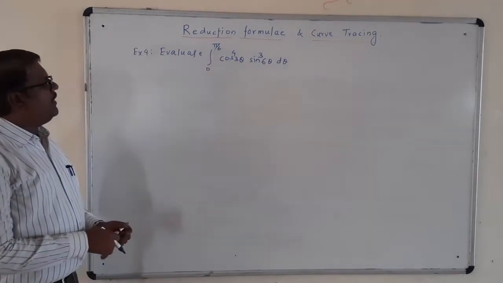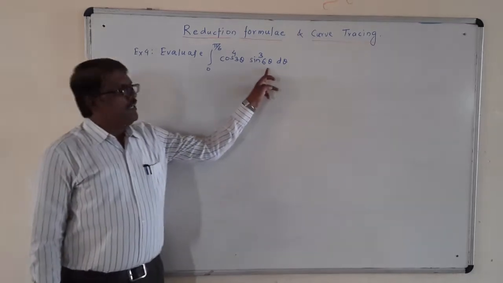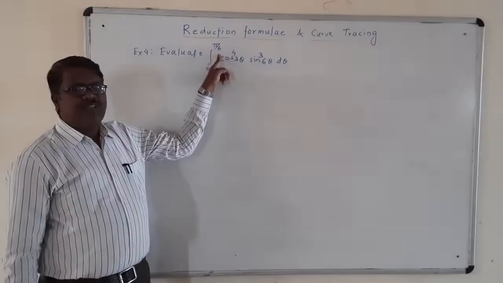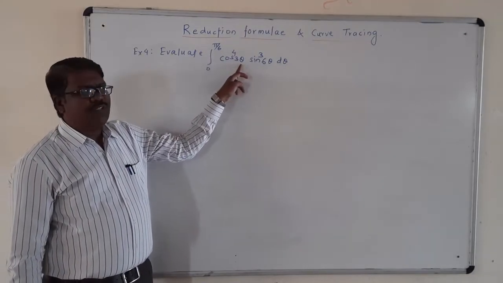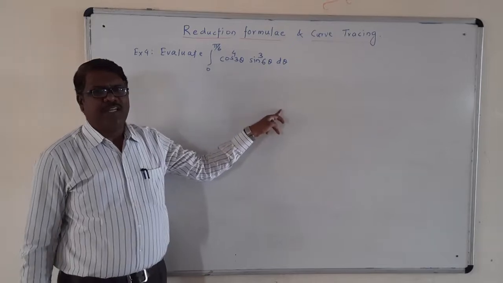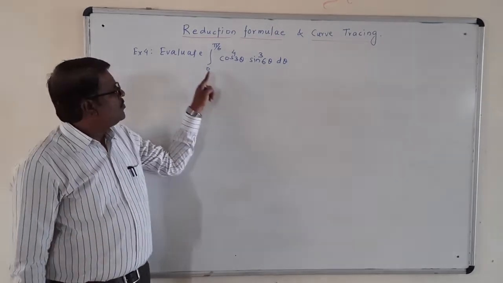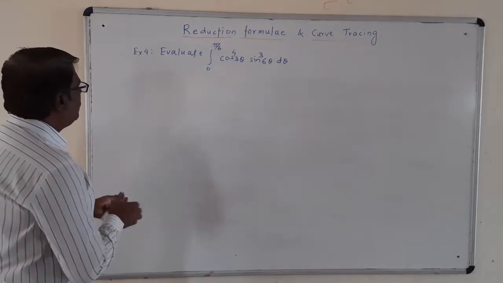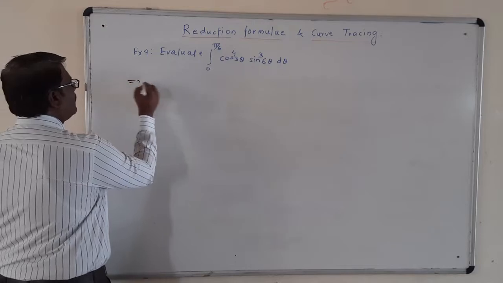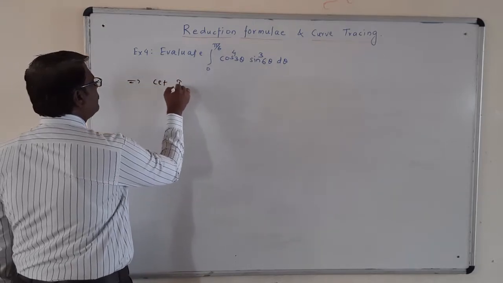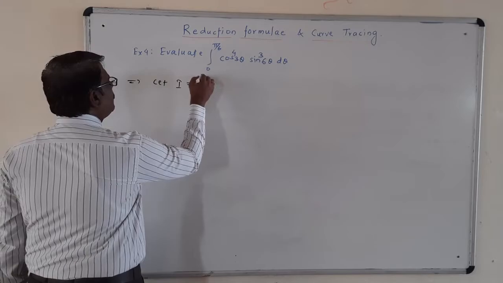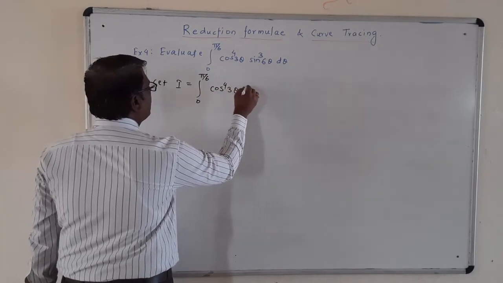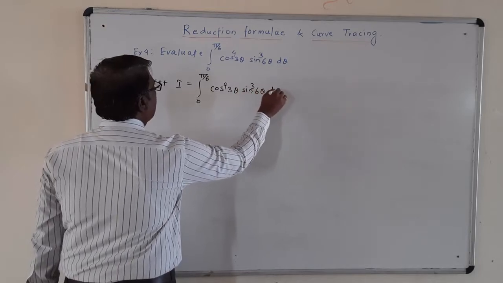So in this given integration, the angles are multiple angles and the limits are from 0 to pi by 6. So we need to substitute this multiple angle in terms of a single angle, and accordingly we should get the limits as 0 to pi by 2. So in this example we will put, let I is equal to integration 0 to pi by 6 cos raised to 4 3 theta sin cube 6 theta d theta.